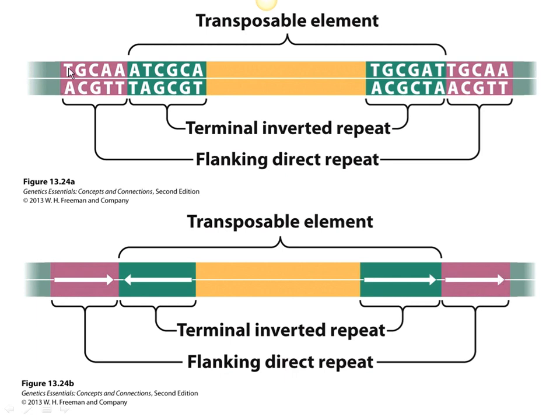It goes TGCAA, for example, here, and then TGCAA, for example, here. Whereas an inverted repeat goes ATCGCA, for example, on this strand, so going from left to right on the top strand, you would have to go from right to left on the bottom strand, ATCGCA, to see that same sequence. So that's called an inverted repeat.